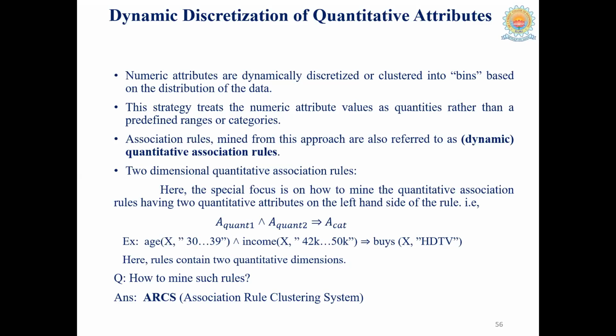Coming to the dynamic discretization of quantitative attributes, here numerical attributes are clustered into bins. So the resultant attributes are treated as quantities rather than categories. The rules mined in this approach are referred to as dynamic quantitative association rules. So here the aim is to mine 2D quantitative association rules using the association rule clustering system, that is ARCS. So here we are using the ARCS method.